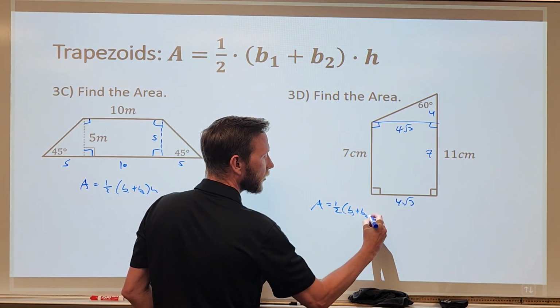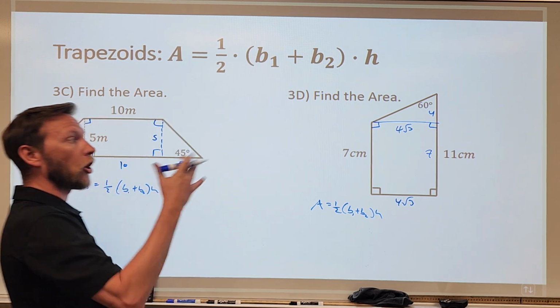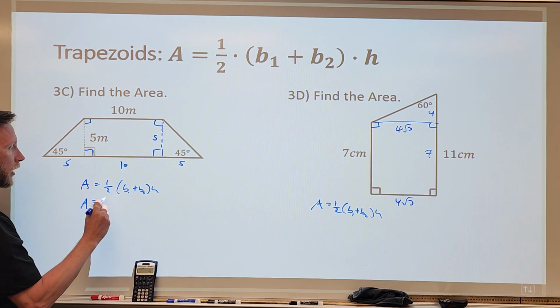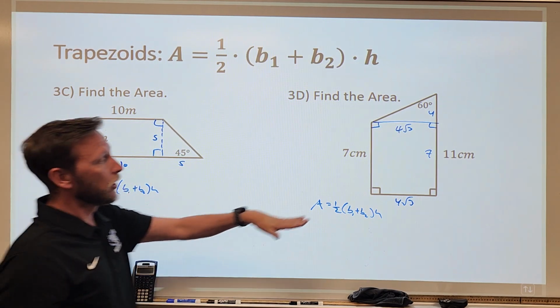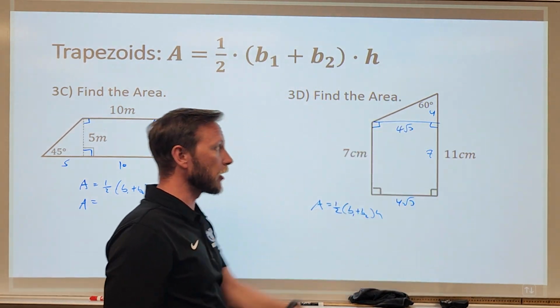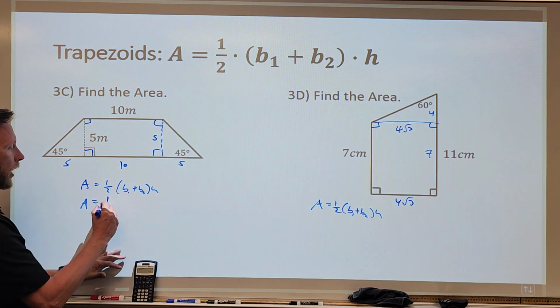The hard part on this isn't finding the area. It's finding all the parts and pieces. And so, again, you could find the area of this triangle and this rectangle and this triangle and add them all together. You can find the area of this rectangle and this triangle and add them together. But if we have the formula, why would we not use it?